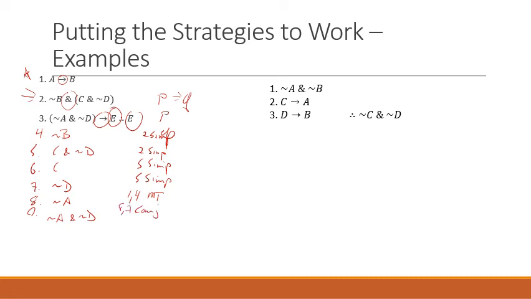And now what I can do is take line 8, which is not A, and conjoin it with line 7 using the conjunction rule. And what do you know? That is the antecedent of the conditional in line 3, right? So line 3 is not A and not D, arrow E. So here's not A and not D. So by modus ponens, I can get E. And that's with lines 3 and 9. So 3 and 9, modus ponens gets you the conclusion.